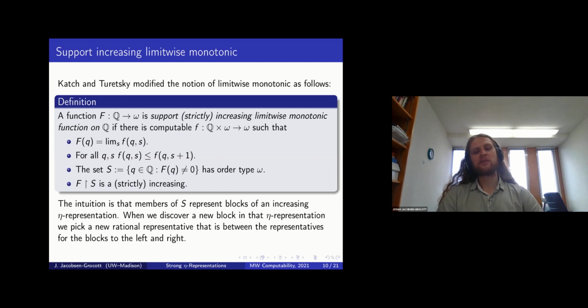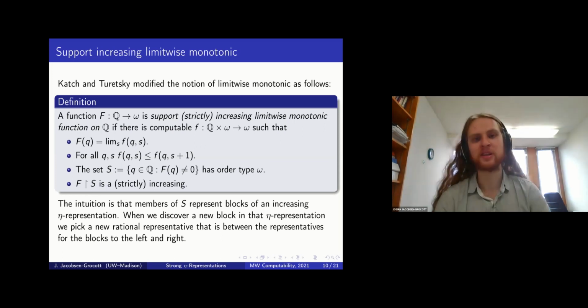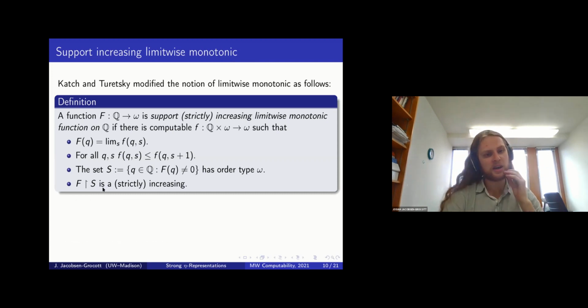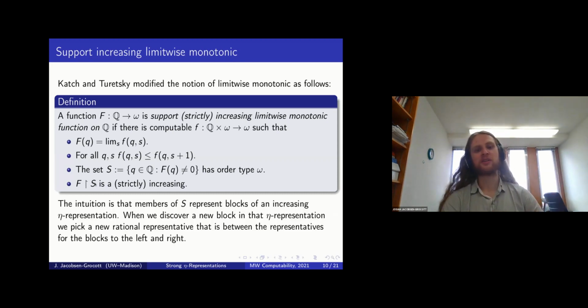So when we discover some new block, when we're looking at this linear order, then we want to pick some representative. And because the rationals are dense, we can pick a representative that is between the representatives of previous blocks discovered to the left and to the right of this new block. And so our representatives keep this order preserving. They also came up with the notion of strictly support increasing limitwise monotonic, where the definition here is just that F restricted to S is strictly increasing.